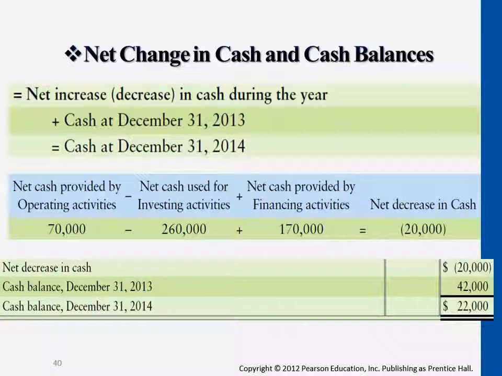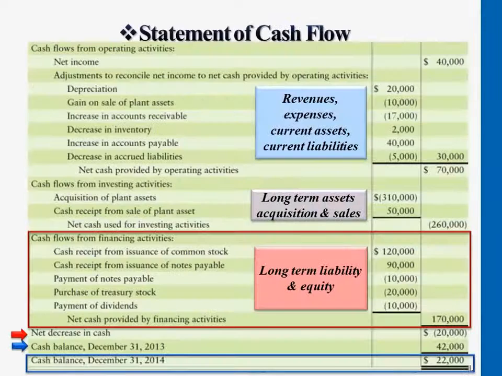So why is there a cash effect? The majority part, we lost a lot in the middle, investing activities, and we gained a lot in financing activities. We just add the right side. The balance is up. The operating 70,000 minus 260,000 plus 170,000.